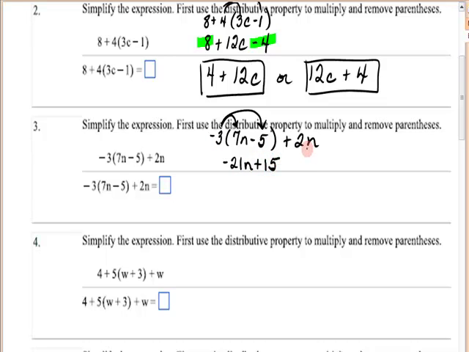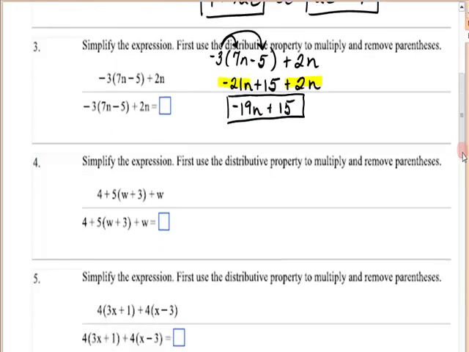Do I distribute to the positive 2n? No, it's not in the parentheses. Now, to finish simplifying, I look at all my terms and say, are any of them alike? Yes, there's a negative 21n and there's a positive 2n. I let the signs in front of them be their signs. I have a negative and a positive. That means I need to subtract. 2 from 21 is 19n, and it will be negative because the big one was negative. And I have a constant 15 that does not have any like terms to hook up with.